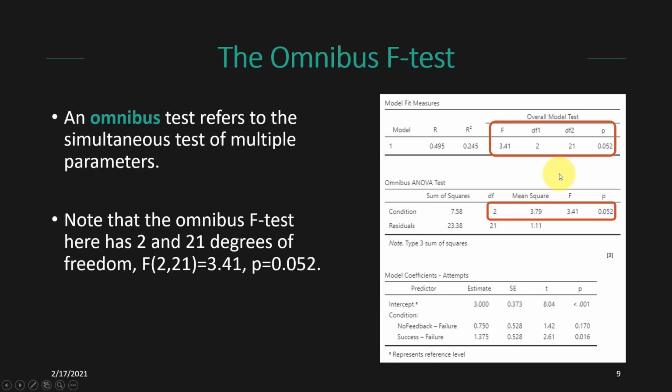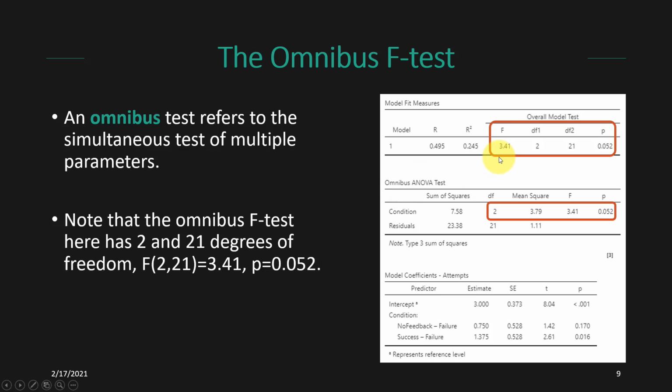And one of the things that we first saw is that regardless of which code that we use, we get the same overall model test. So the omnibus F test, which tells us about the variance explained by our predictors as a set, was not statistically significant, but it was the same regardless of what code we used. It was always 3.41 with 2 and 21 degrees of freedom that led to a p-value of 0.052. And in the subsequent video, we're going to get into more detail about this F-test and how it's calculated.